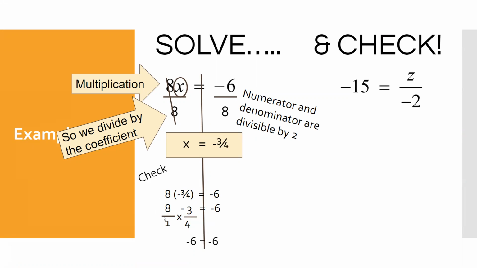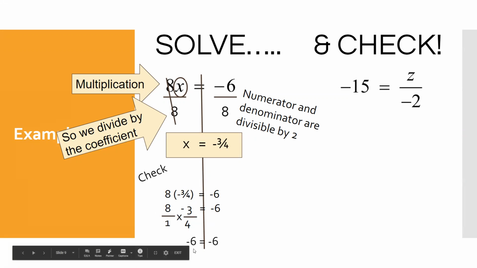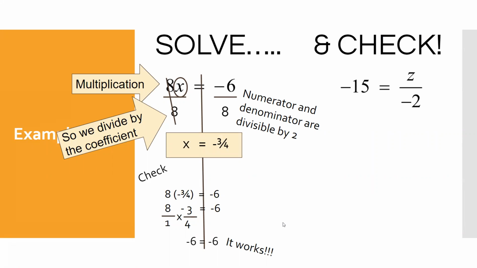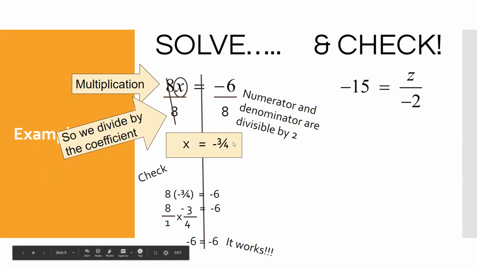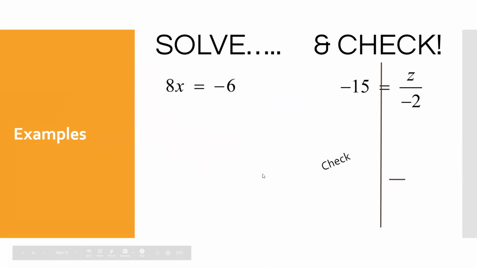Since one number is positive and the other one is negative, it is a negative answer, which means we have negative 6 equals negative 6, which means that our solution is correct. It works. Let's try this one together now.